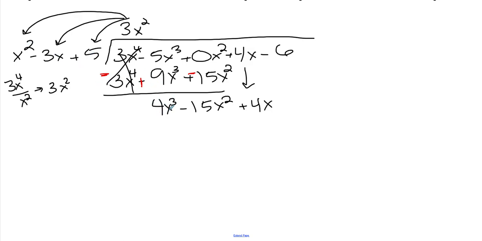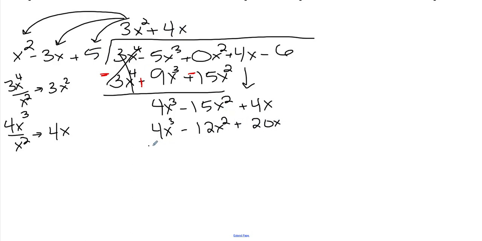Same process. I look at this front term and that front term. How many times can they go into each other? Let's divide it out over here. So 4x cubed over x squared is just 4x. That goes over here, positive 4x. It always needs a sign. And repeat the process with this. So 4x is going into these three terms now. 4x times x squared is 4x to the third. They should match. That's the purpose. So minus 12x squared, that's 4x times negative 3x. And then 4x times 5, that's plus 20x.